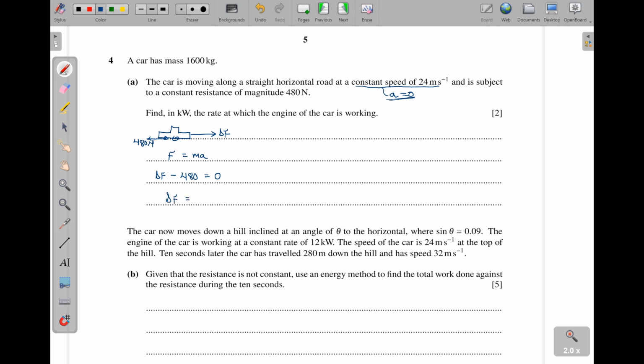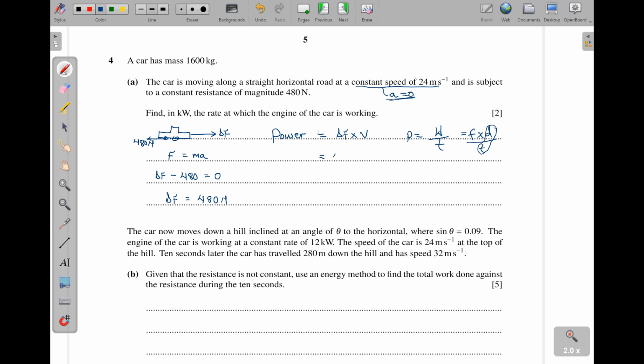Like I've always said in our videos, the driving force is always equal to the resistance force if there is constant speed. Now power is the rate of doing work, so power is equal to the driving force times the velocity. Rate of doing work is work over time, and work is force times distance over time, and distance over time is the speed. So that's why we say force times the speed.